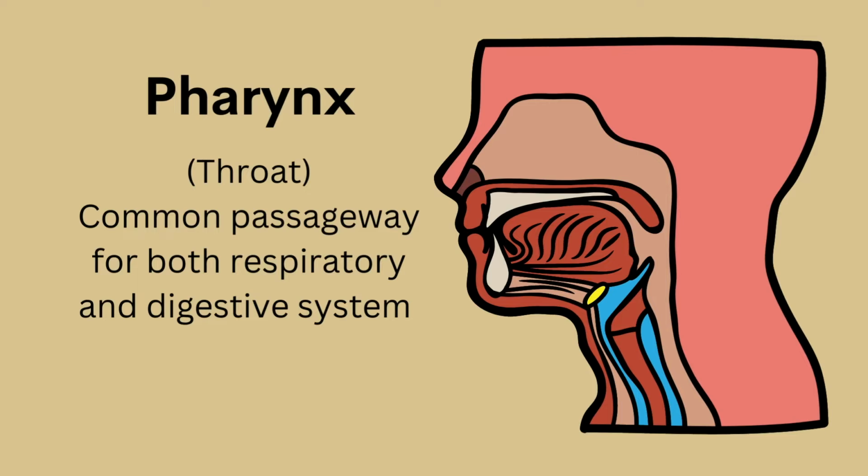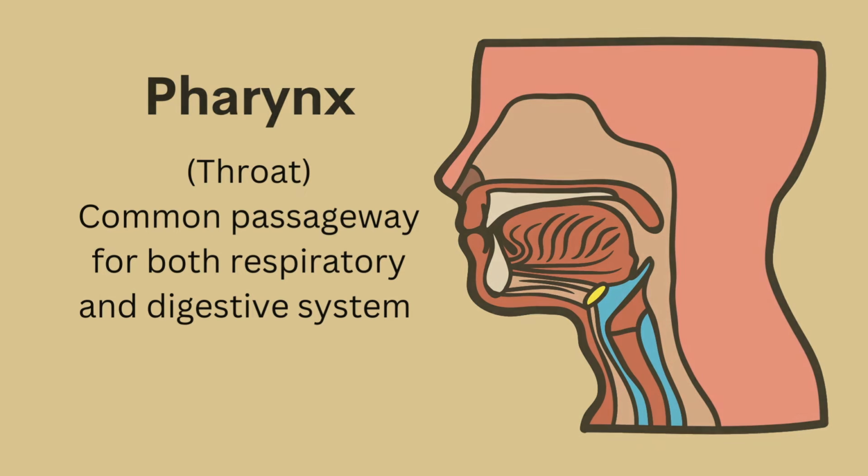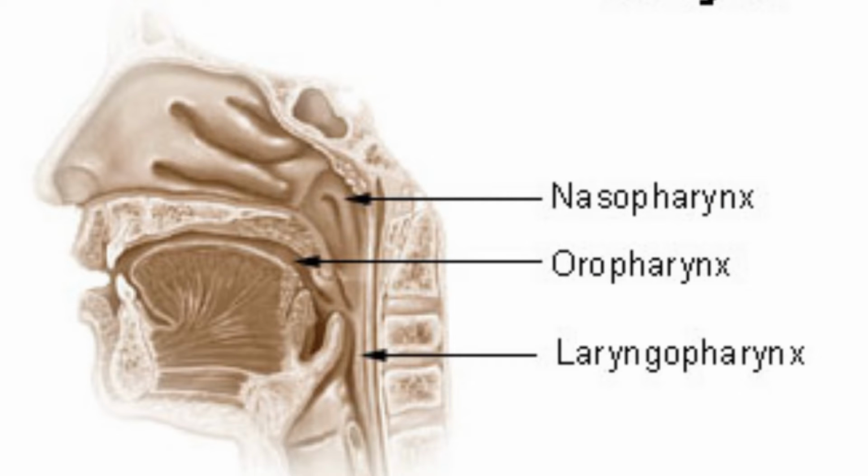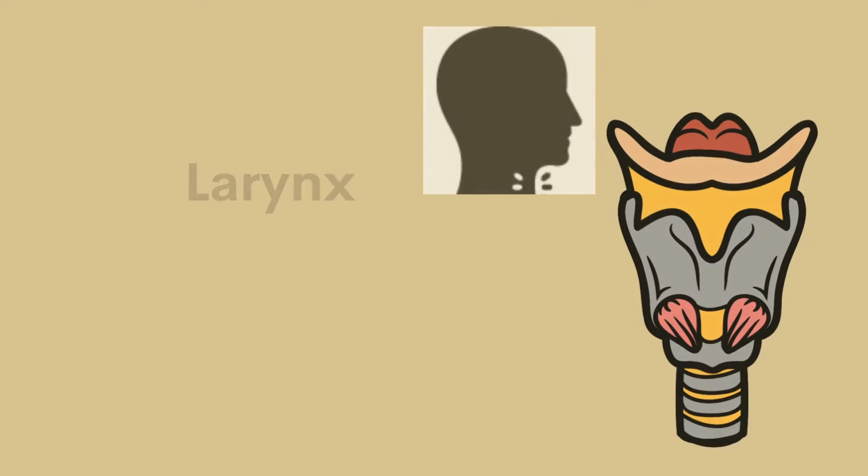Pharynx is a common passageway of both the respiratory and digestive systems. The pharynx is divided into three parts: nasopharynx, oropharynx, and laryngopharynx. The main function of the pharynx is to carry the air, food, and fluid down from the nose and mouth.